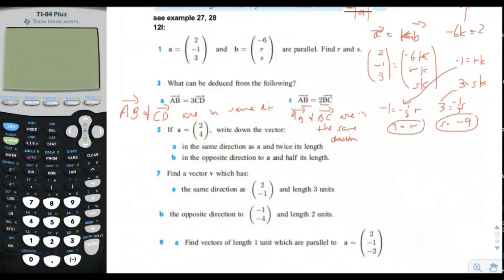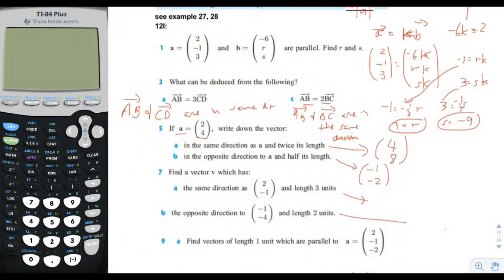Okay, if vector A is equal to 2, 4, write down the vector in the same direction as A and twice its length. So then you would have 4, 8, right? In the opposite direction to A and half its length: it would be -2, -4, but it would be half of that, so it would be -1, -2.